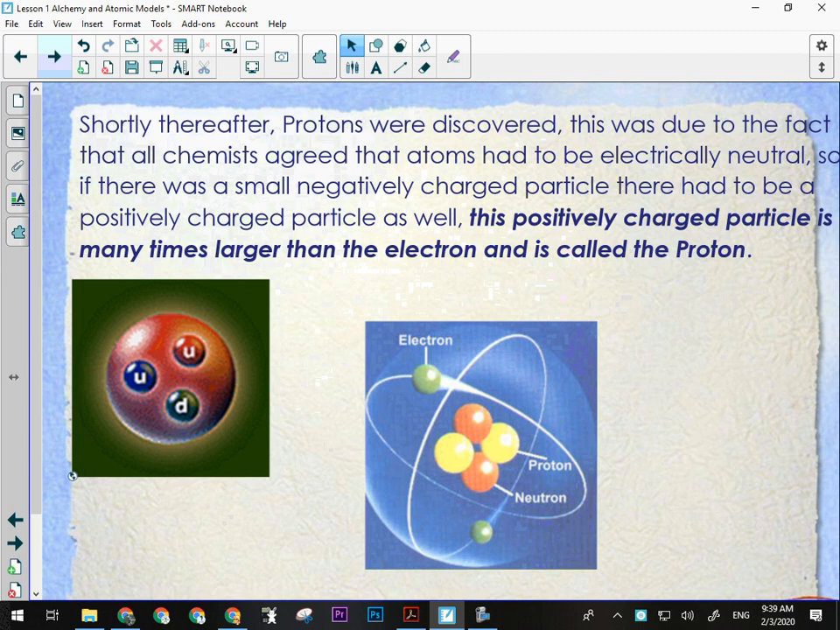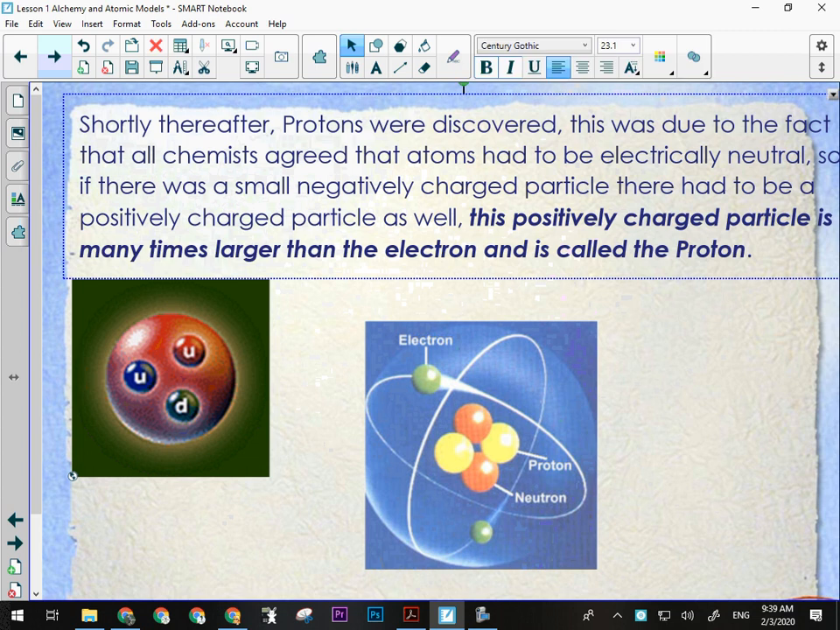Okay, so protons were discovered, and that was due to the fact that chemists agreed atoms had to be electrically neutral. If they had these negative charges on them, then there had to be positive charges that would balance them off. And then they discovered that if it was only those two particles, all matter was way too heavy to be explained by only being made of two particles. Because they knew that when an electric current flowed through a wire, the wire didn't get heavier.